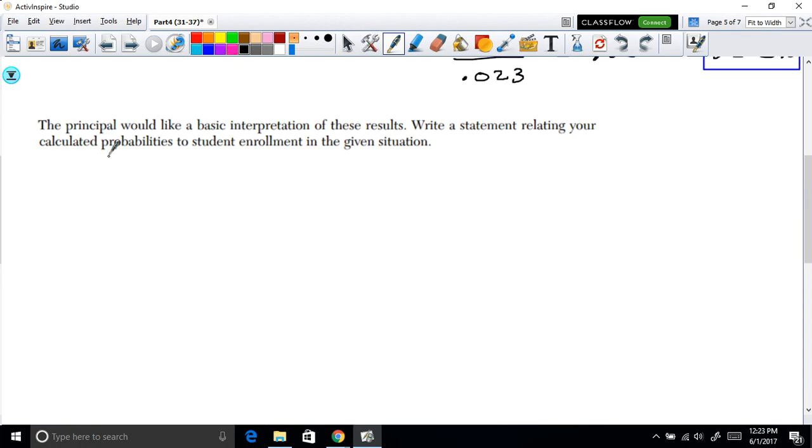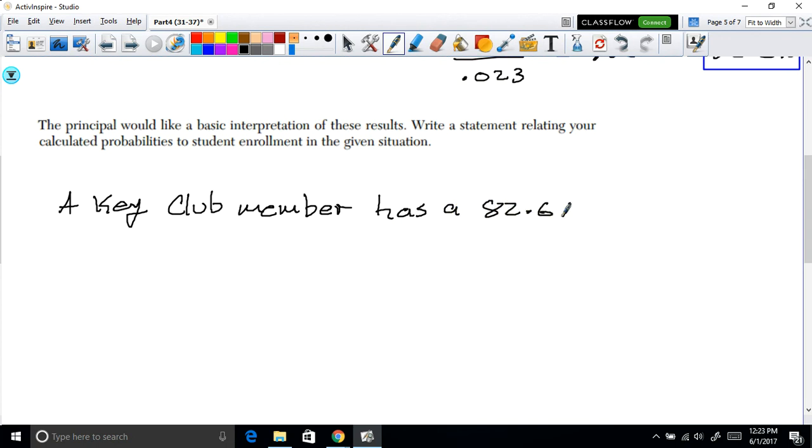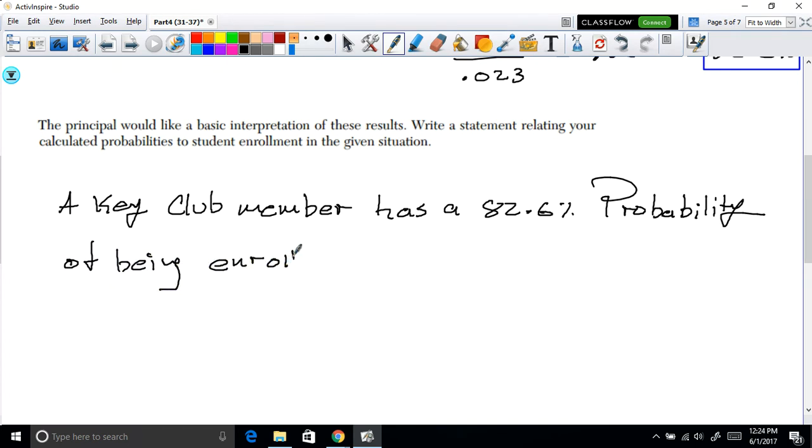Where if we want to interpret here, we want to write down that a Key Club member has an 82.6% probability of being enrolled also in AP Physics.